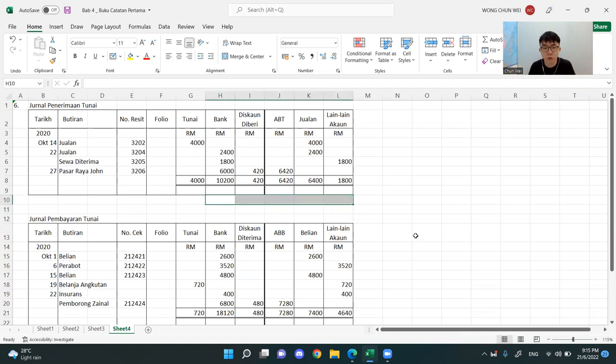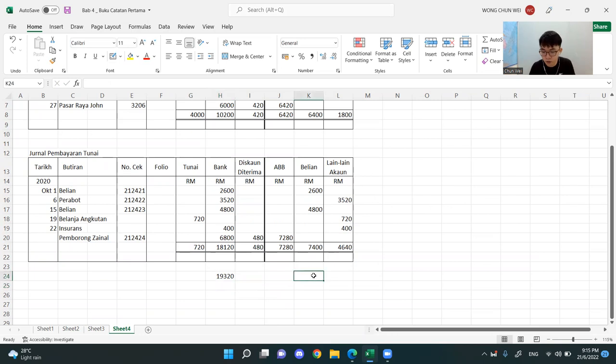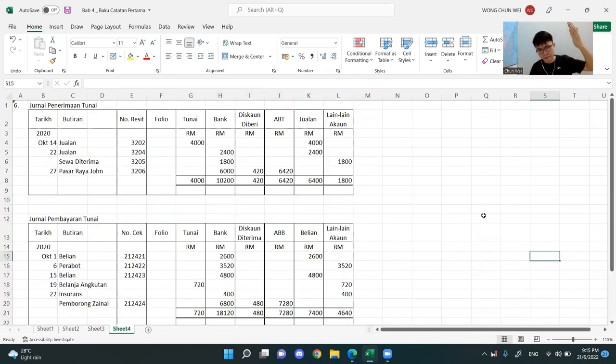So what about this one? You can check also. Add it up and get 19,220. What about here? Add this up. They must be the same. 19,220. Ta-da. So now, do you understand the penerimaan tunai and pembayaran tunai, Jenna? If yes, give me a yes in the chat box. Yes. Great. Now, let's move on.